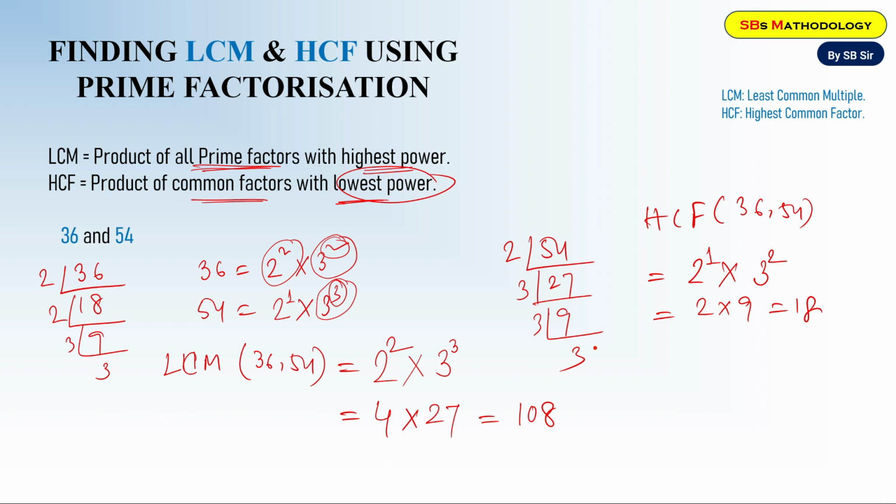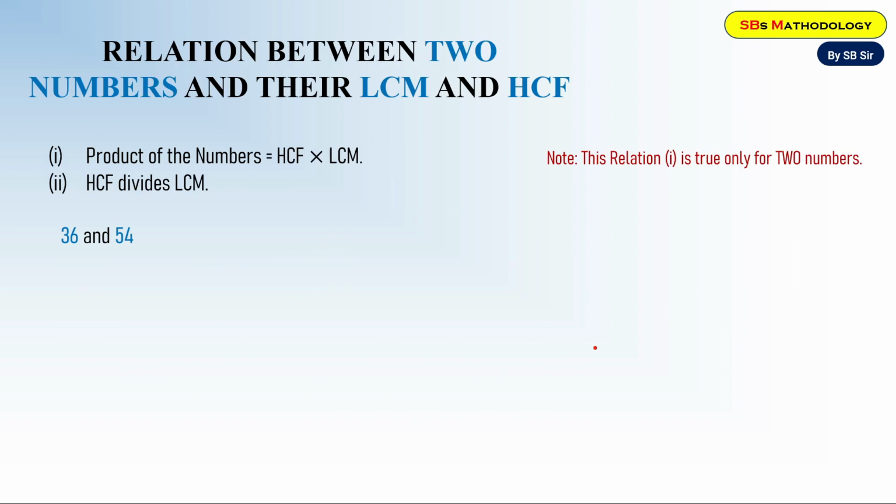I think you have understood the process. Next, the relation between two numbers and their LCM and HCF. I have taken the same example so that it becomes easier to understand and the concept becomes much easier. What is the relation? If we are given two positive numbers, then the product of the numbers will be equal to the product of their LCM and HCF.